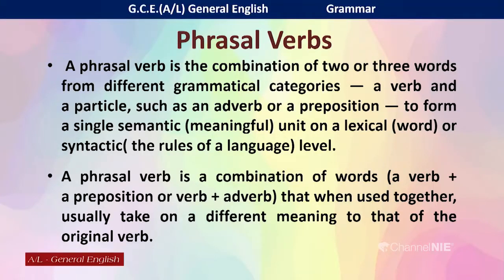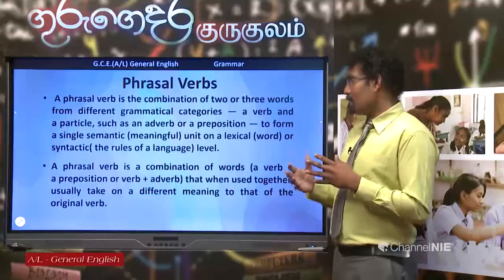A phrasal verb is a combination of words, a verb plus a preposition or verb plus adverb, that when used together usually take on a different meaning. So, when 2 or 3 words are together, they give different meanings. Phrasal verbs give different meanings in different kinds of contexts, different to that of the original verb.